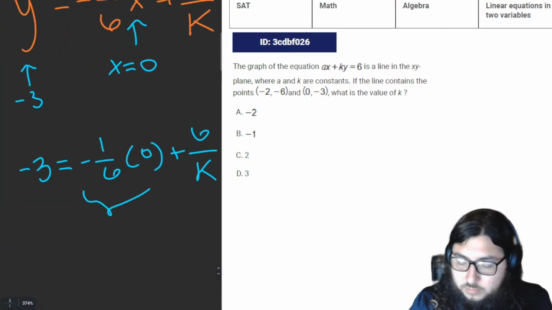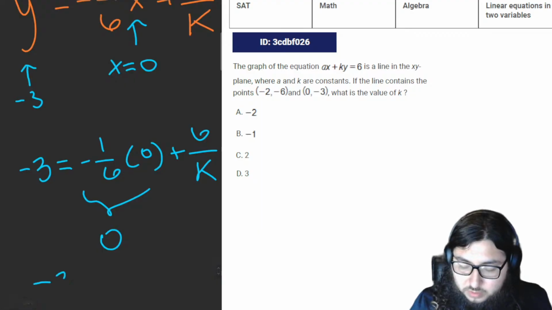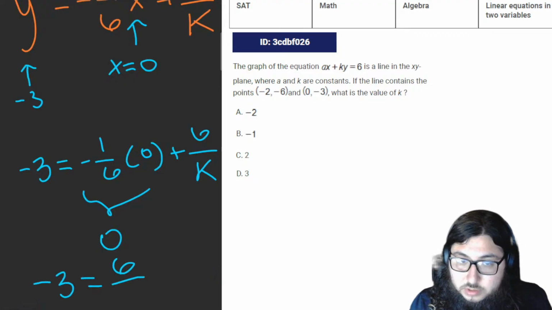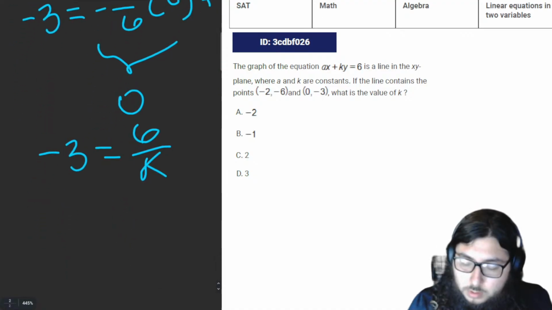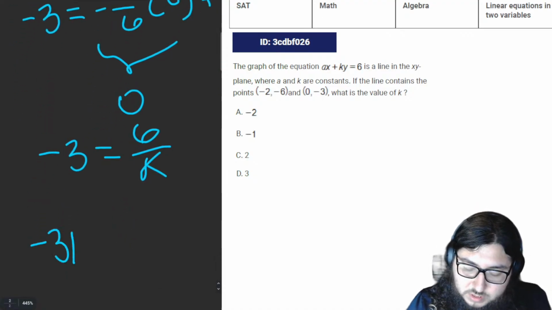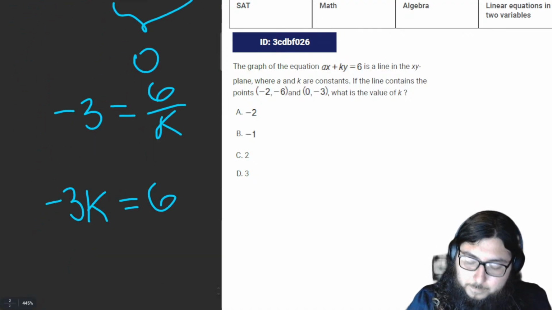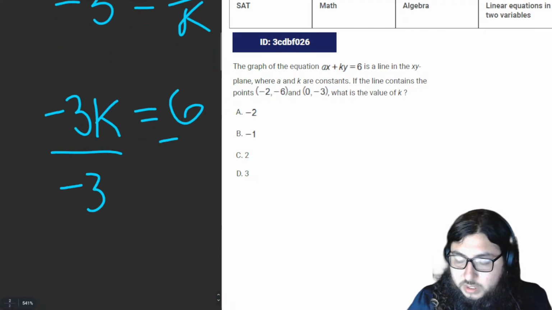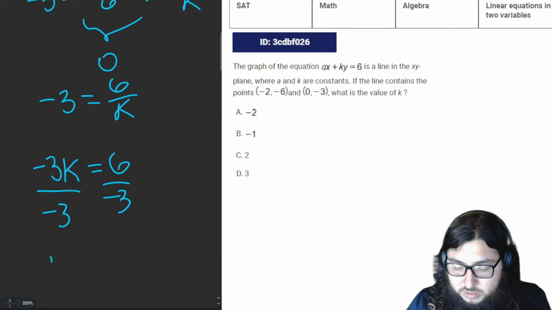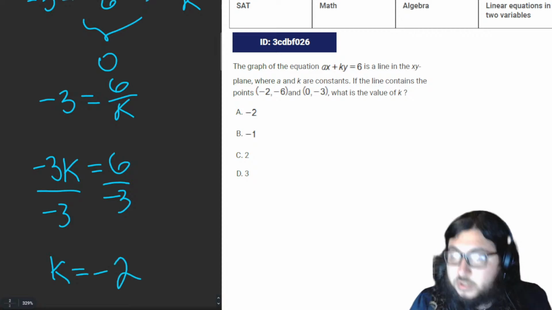This part, negative 1/6 times 0, becomes 0. So we're just left with negative 3 is equal to 6 over k. Multiply by k on both sides gives us negative 3k is equal to 6. And dividing by negative 3 on both sides gives us that k is equal to negative 2.